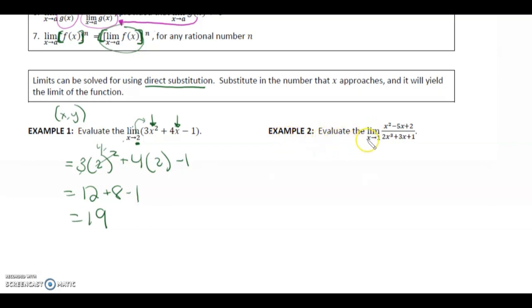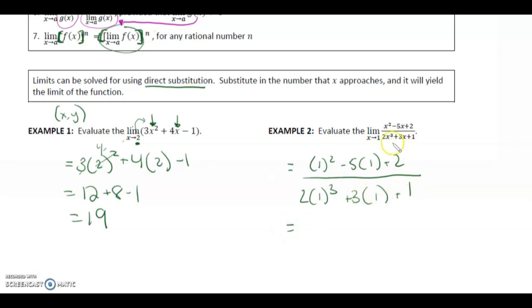Example 2, evaluate the limit as x approaches 1 of this function here. So we have x squared minus 5x plus 2 in the numerator. So go ahead and sub in 1 to where the x values are. And then in the denominator, we have 2x cubed plus 3x plus 1. And remember, if this yields a 0 over 0 or infinity over infinity, which it won't in this case because x doesn't approach infinity, but if it yields a 0 over 0, we cannot have that and we have to think of another method.